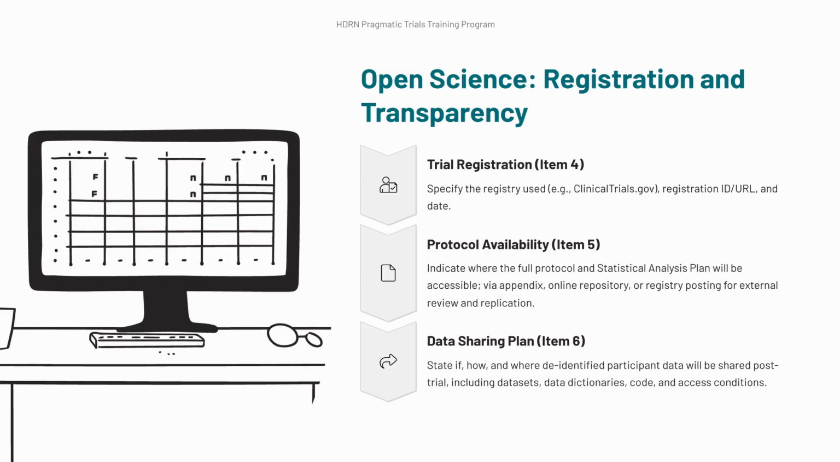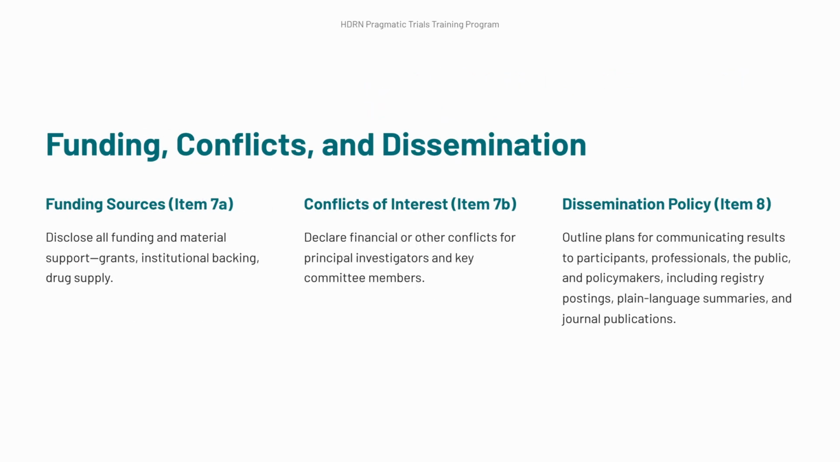Or maybe you'll only share aggregated data or only upon request. Whatever the plan, spell it out. This might be especially important for pragmatic trials that apply for a waiver or alteration of consent, because it signals to ethics boards that you have carefully considered how data will be handled responsibly after the main trial. Item 7A, funding sources. The protocol should list all sources of funding and support.